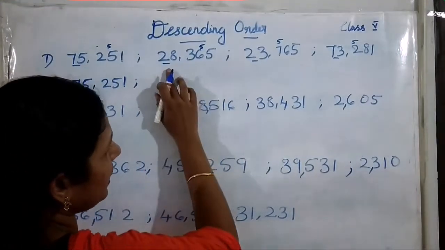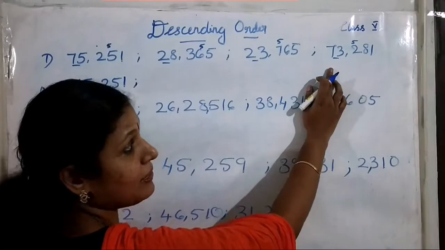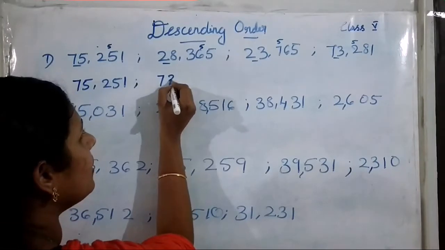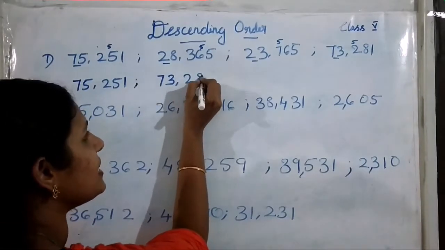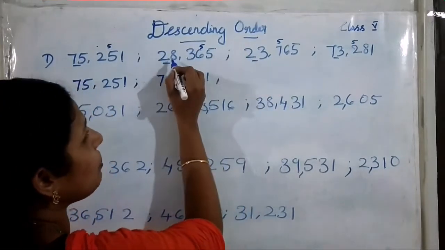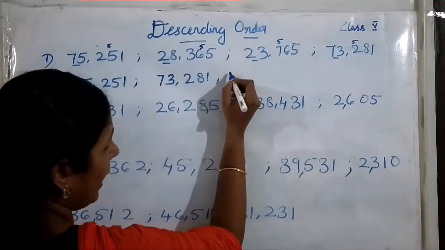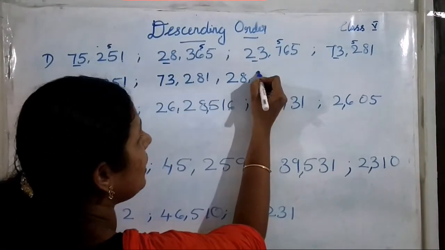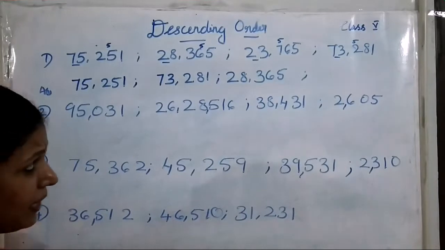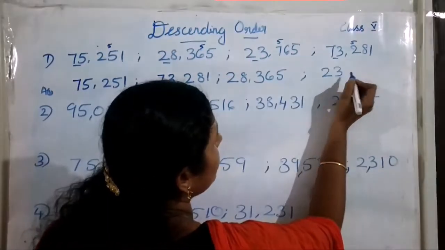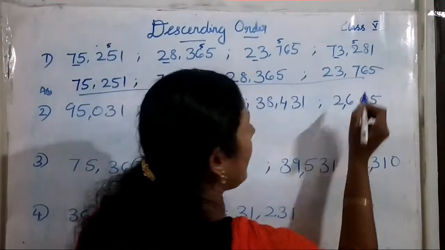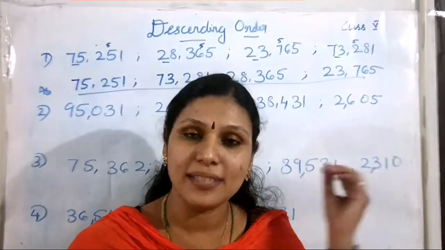The next is 28, 23 and 73. Which is the bigger one? 73, isn't it? 73,281 in the second place. Comparing 28 and 23, 28 is the bigger one. So we write 28,365 in the third place. And the last place is 23,765. Understood? We know how to write the numbers in ascending order, just opposite of that.